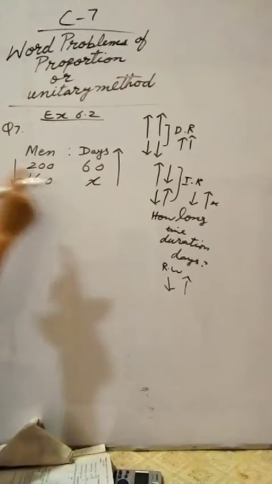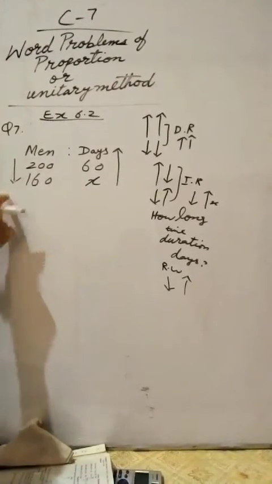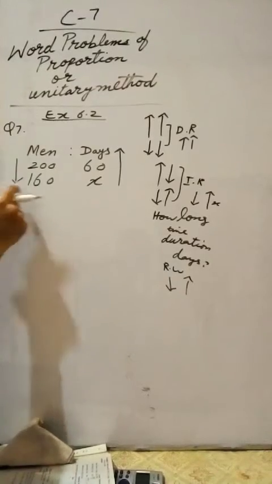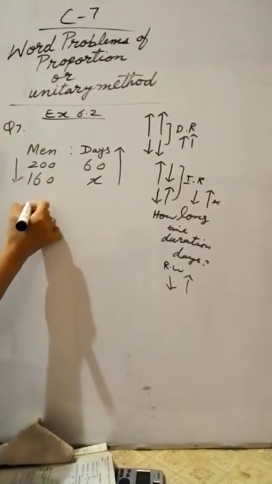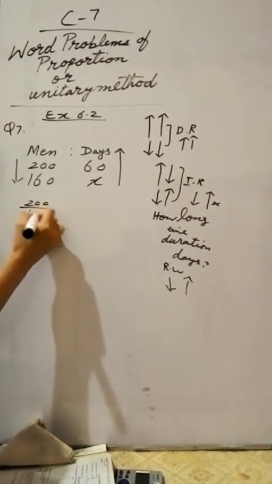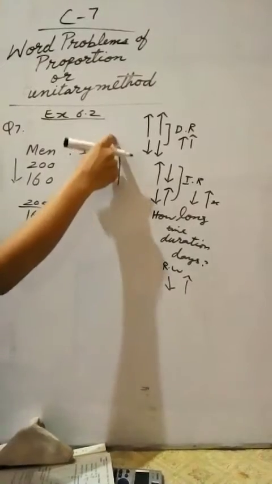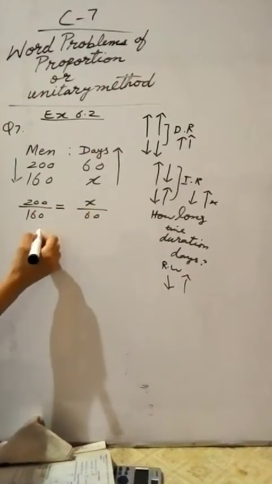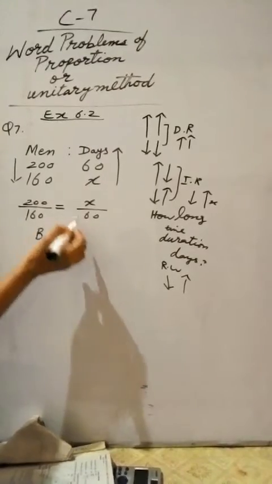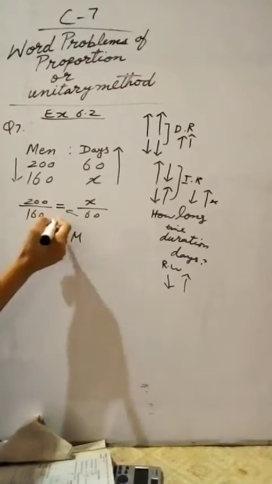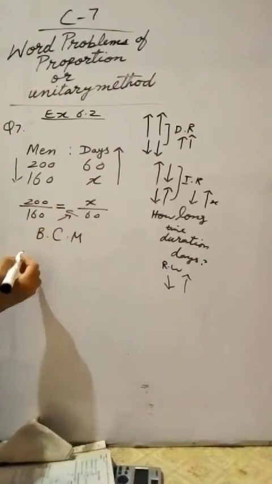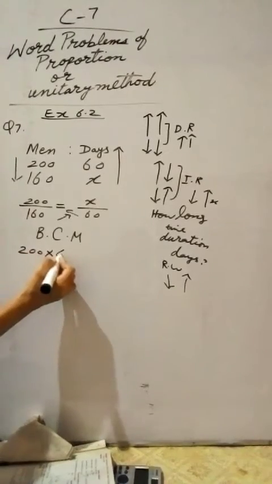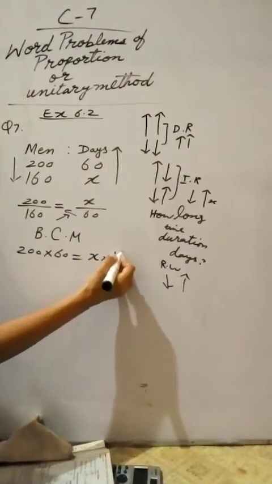Now how to write? When we have a decreasement sign, how to write in fraction value? Upward value same and the downward value same. But when we have increasement sign, downward value becomes upward and upward value becomes downward. Now by cross multiplication, 60 will go to this side and 160 will go to this side. So 200 multiplied by 60 equals x multiplied by 160.